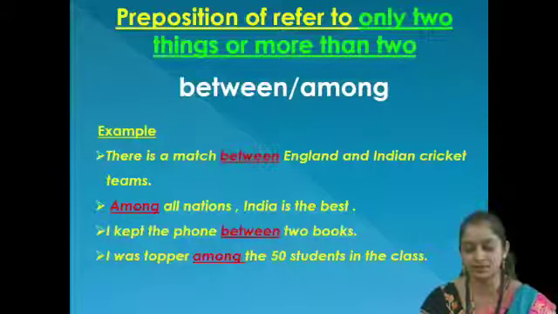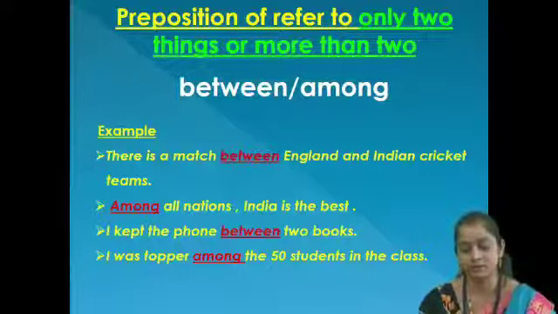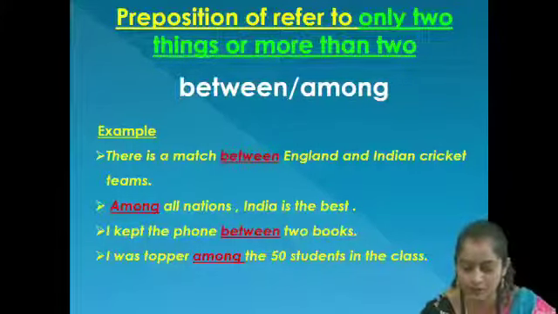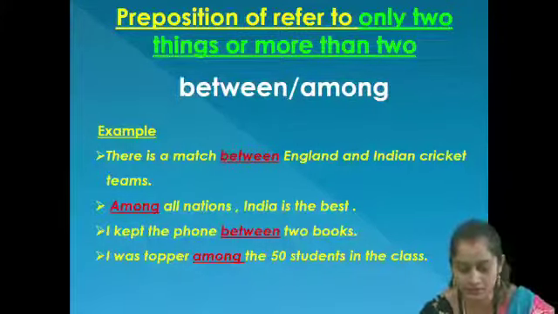Fourth example: I was topper among the 50 students in the class. In here, the preposition is of among and it indicates more than two. In the sense 50 students, more than two.